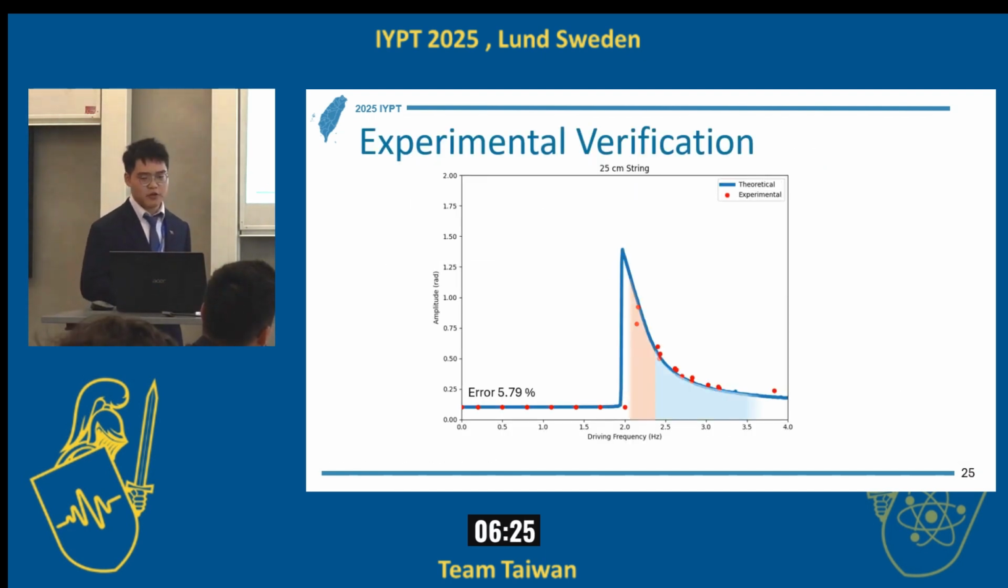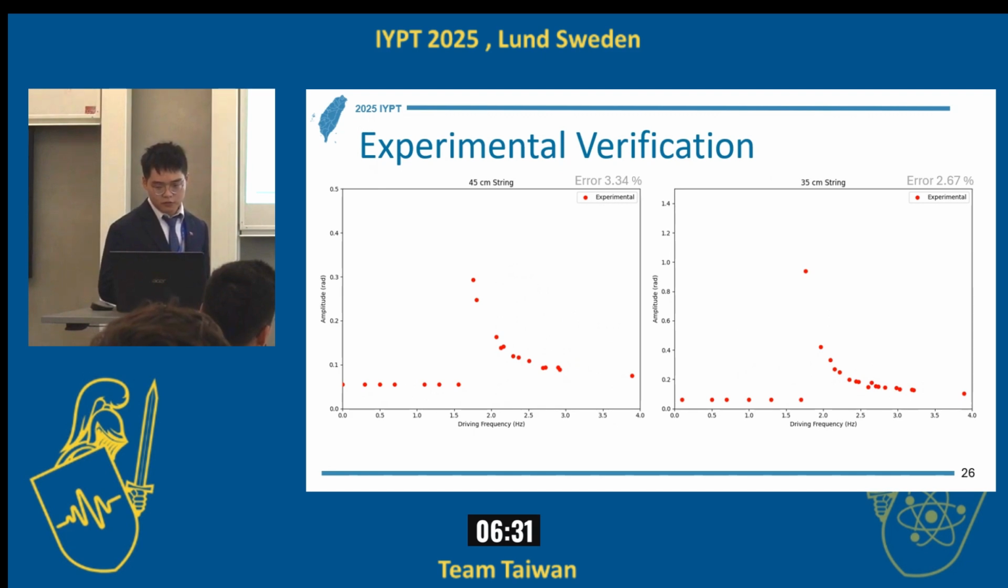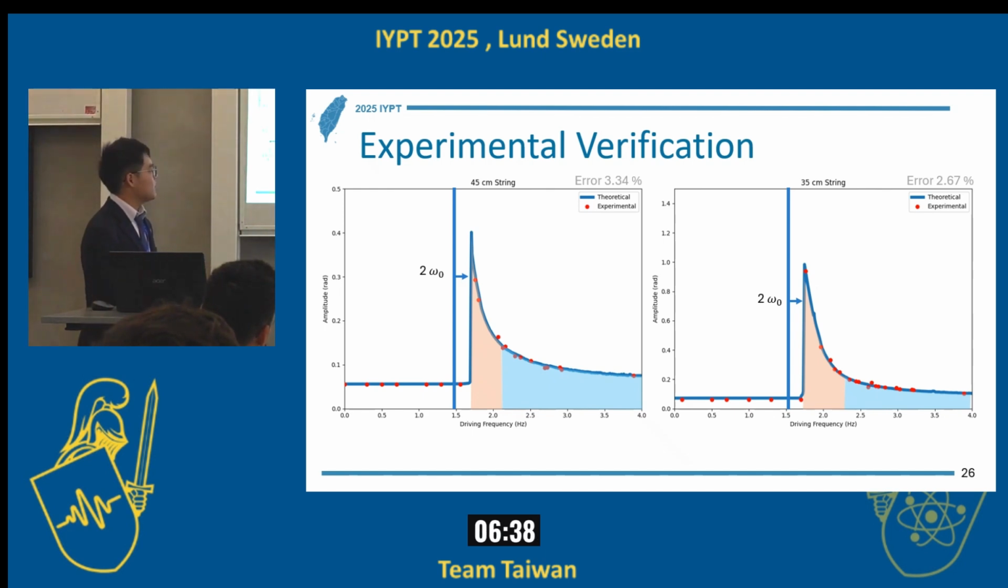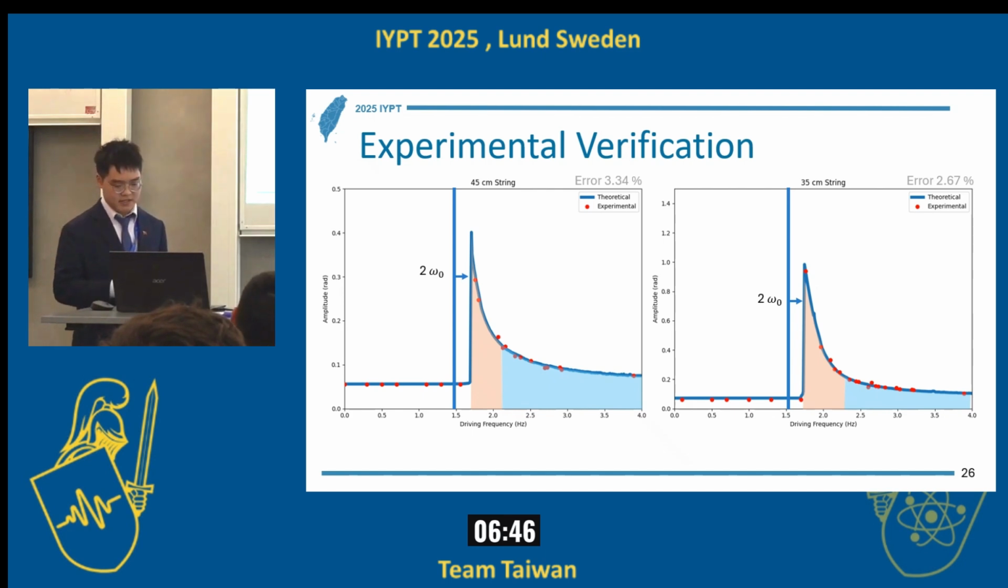This is our experimental verification using a 25 centimeter string. The same effect can be seen with 45 and 35 centimeter strings. We can see that the resonating amplitude slightly increases from 2 times the natural frequency. Well, this is because the ball size deviated from the original parametric resonance.